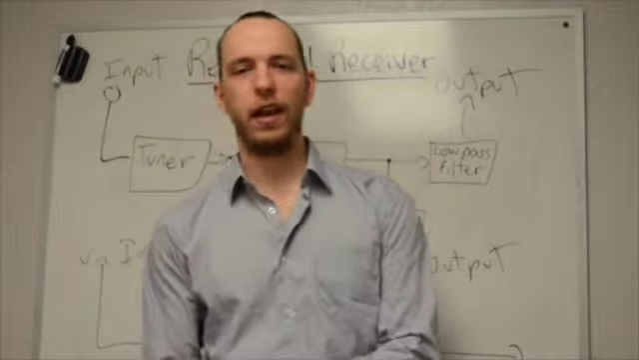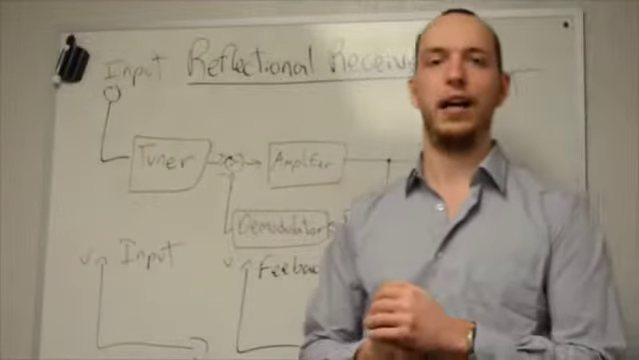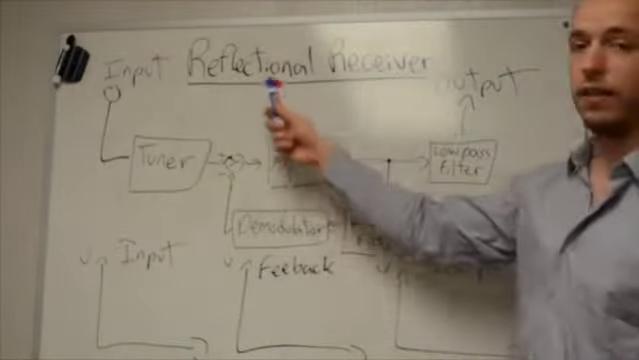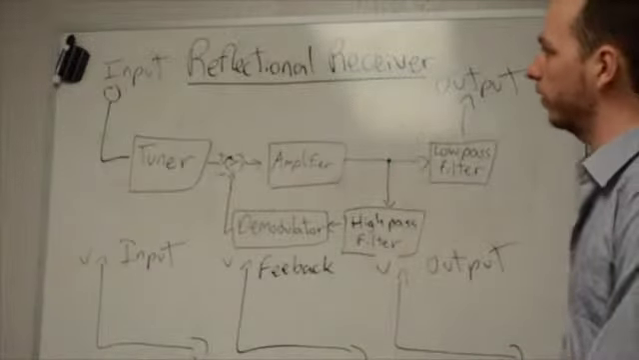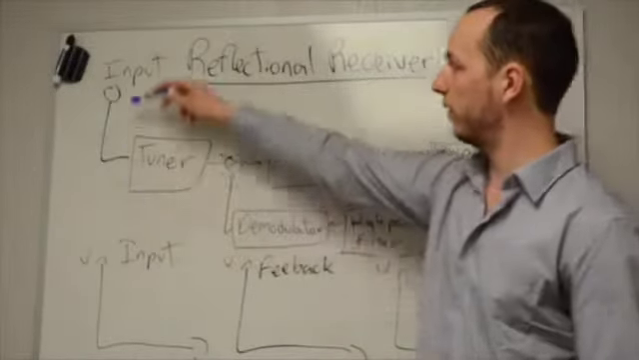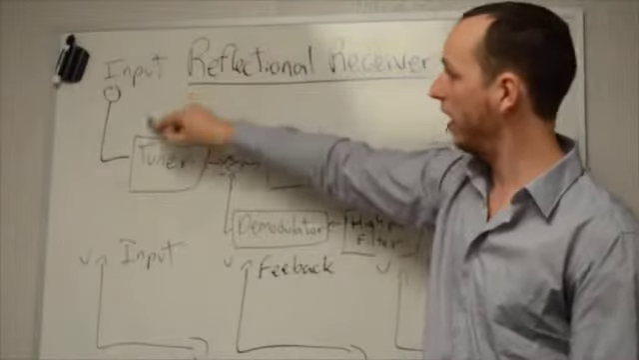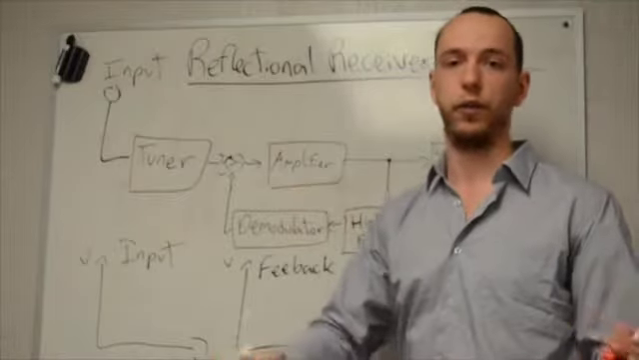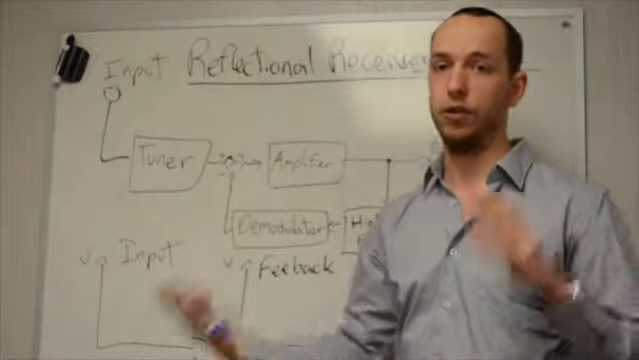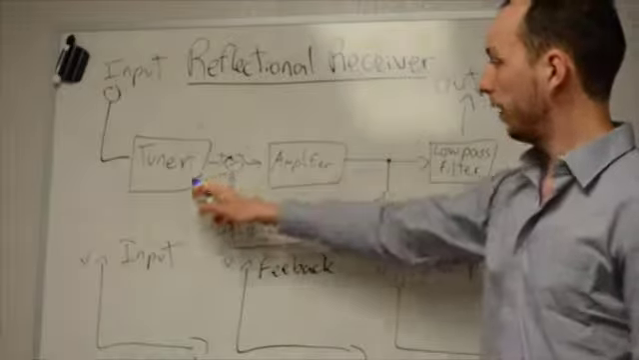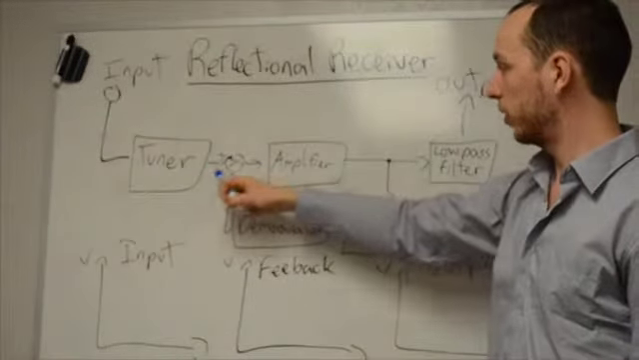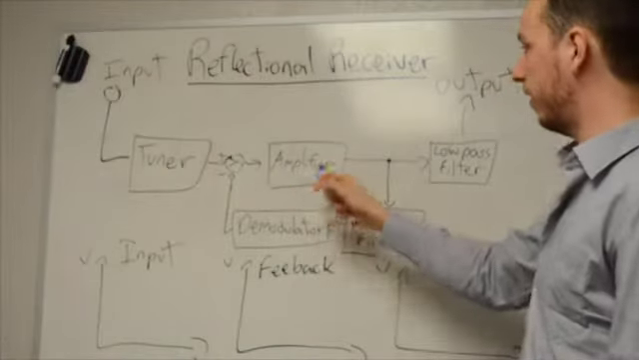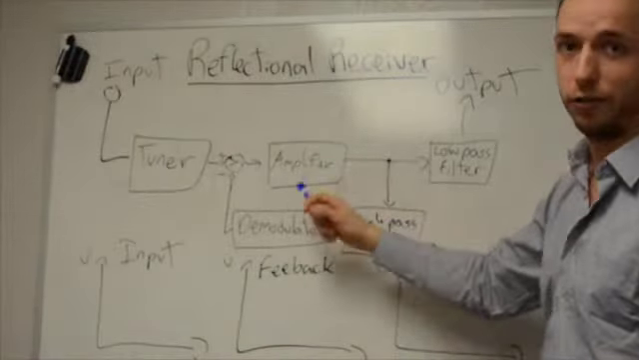Okay, so now we'll see a different circuit that will be able to receive the FM waves. It is called a reflectional receiver. How it works is that it will receive the input from an antenna there, and then it will tune the input to be able to receive whichever FM frequency that you want to listen to. Once it tunes the input, it will go into an amplifier to amplify the signal so it can actually listen to it.